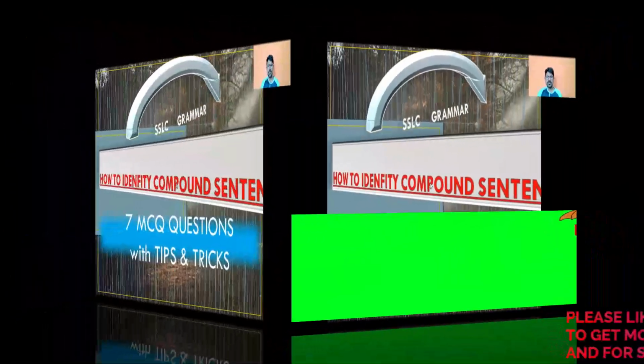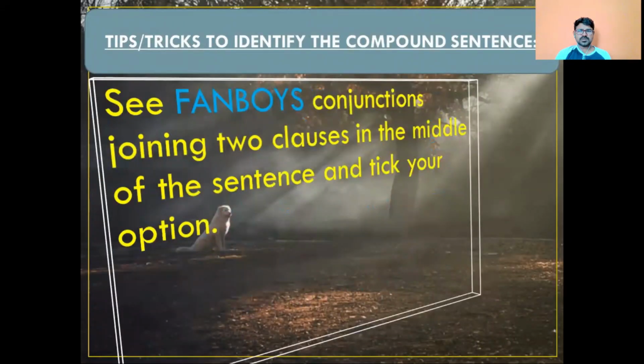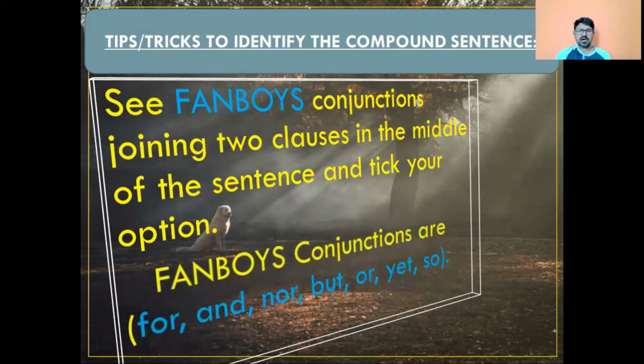How to identify compound sentences. 7 MCQ questions with tips and tricks. Tips or tricks to identify the compound sentence: see FANBOYS conjunctions joining two clauses in the middle of the sentence and then tick your option. FANBOYS conjunctions are for, and, nor, but, or, yet, so.